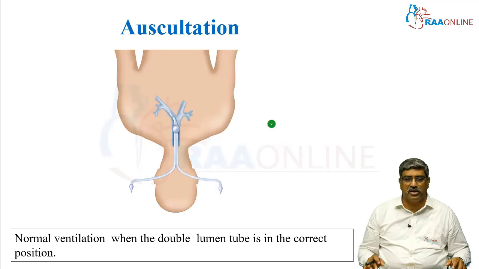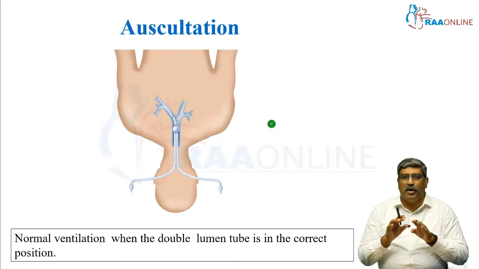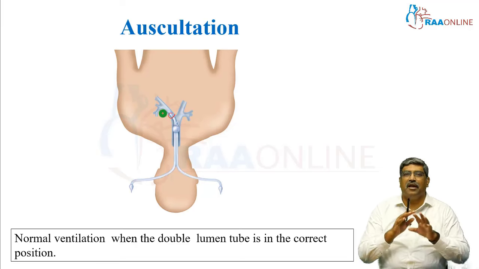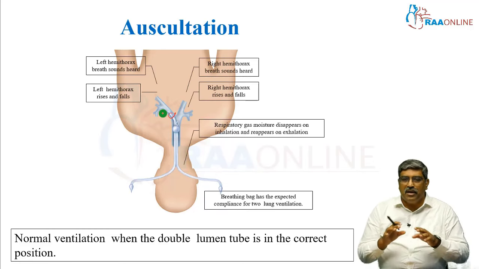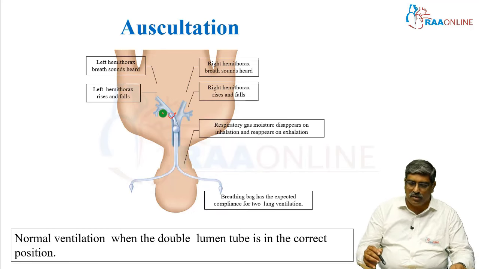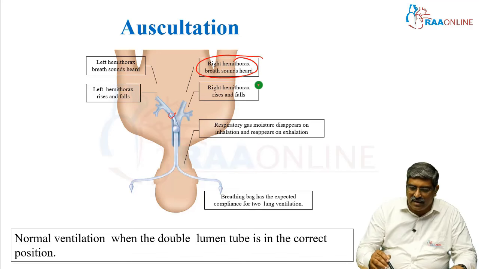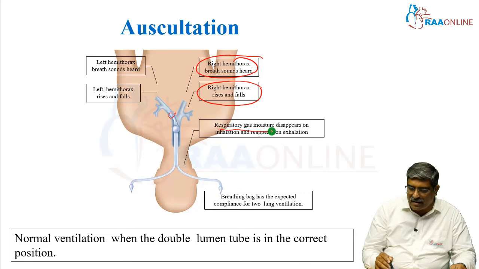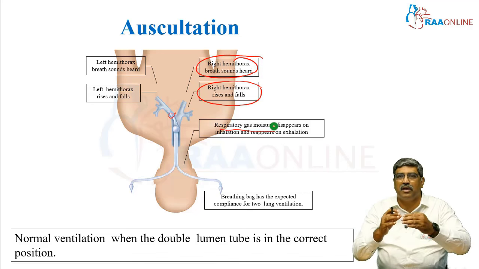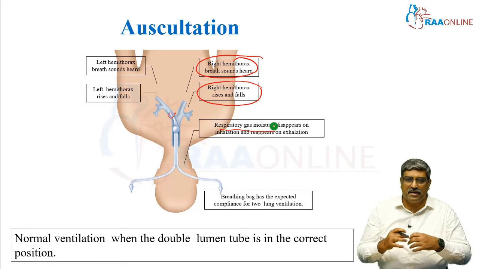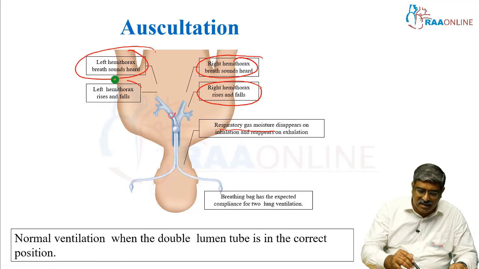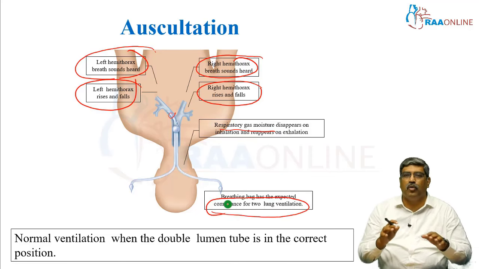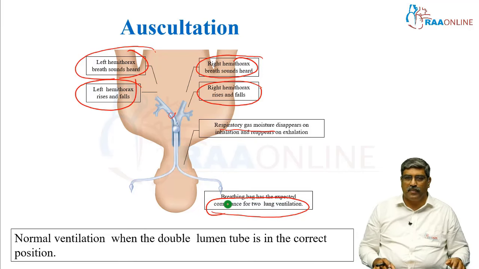Auscultation and bronchoscopy should both be used each time when the double lumen tube is placed and again when the patient is repositioned. Normally, when you ventilate with the double lumen tube correctly positioned into the left main stem bronchus, here you have not occluded any lumen, so you can hear the breath sound on the right side, and the right side hemithorax rises and falls. You can see the gas moisture disappears on inhalation and reappears on exhalation. Your left side air entry is heard, the left chest rises and falls, and the compliance is for both lungs, so the compliance will be good.